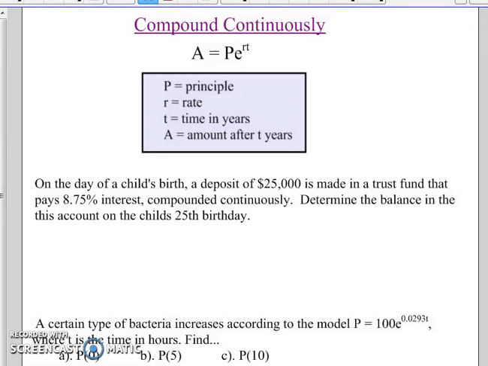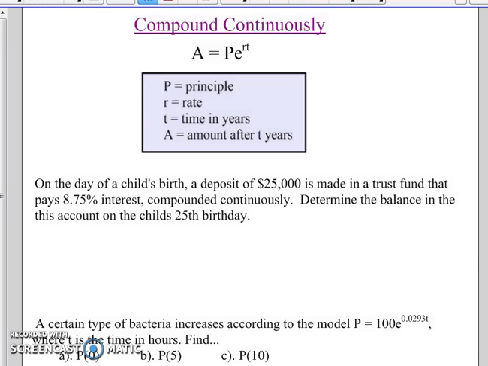Some application problems talk about compounding continuously. In that case, we're going to use the formula A equals PE to the RT. P is the principal, or the amount that you're starting with. R is your rate. T is your time. A is the amount after the time.